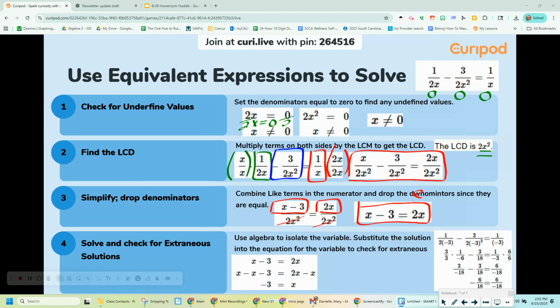So x minus 3 equals 2x. I'm going to subtract x to move it to the other side with the other variable. And that's going to leave me with x equals negative 3.